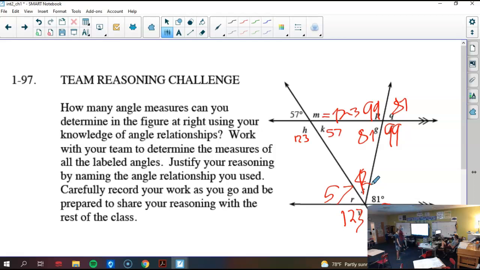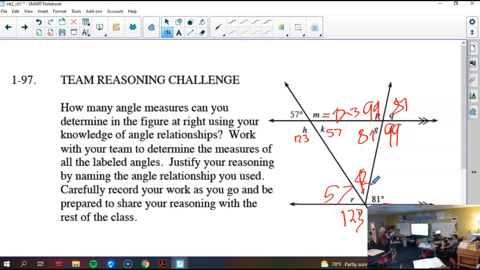We had the 81. Let's clarify that. We had another angle on the other parallel line, right? Yeah. So if we have another angle that falls on the other parallel, we can start to piece everything together.